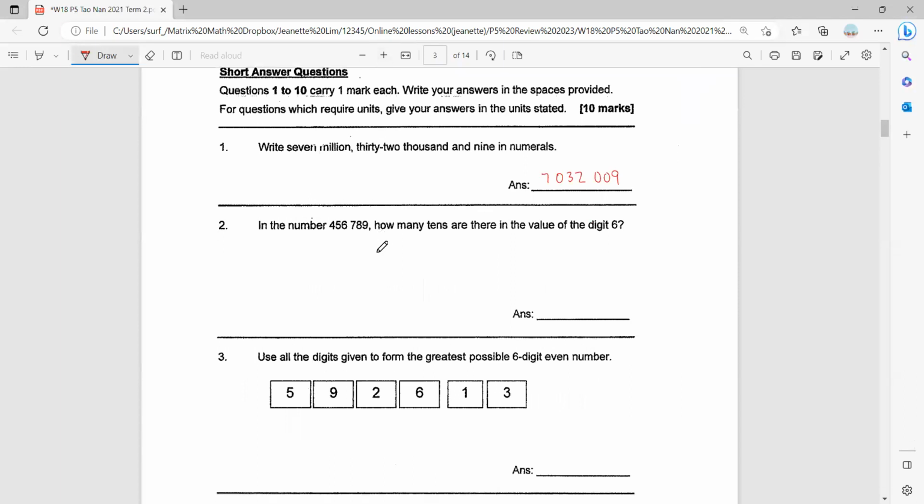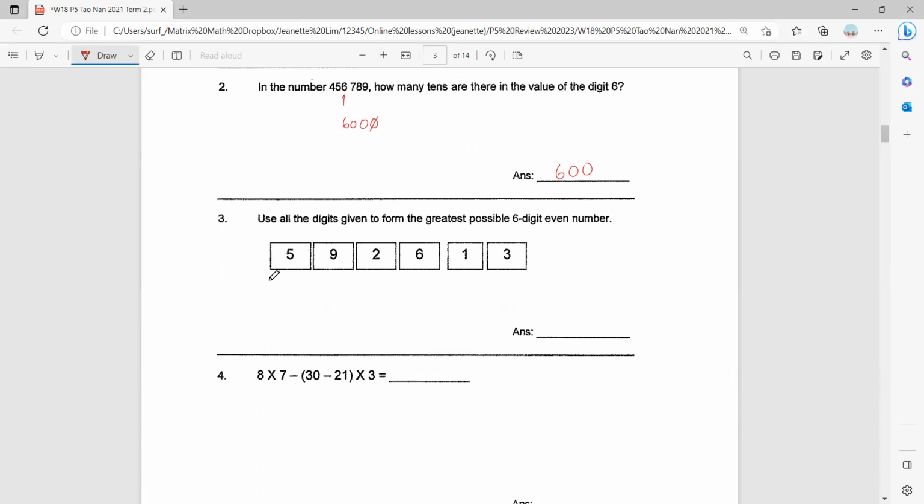456,789, how many tens are there in the value of the digit 6? Now, digit 6 is in the thousands place. So this is 6,000. How many tens are there? So this is actually 600 tens. What you can do is just remove 1 0 because tens have 1 0. Okay, so there are actually 600 tens.